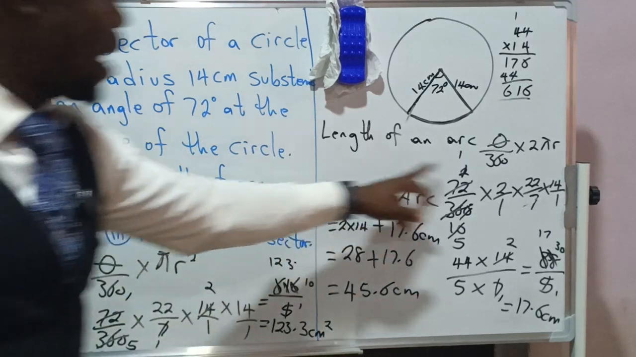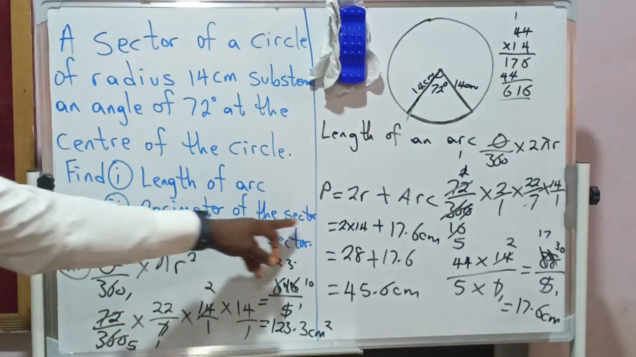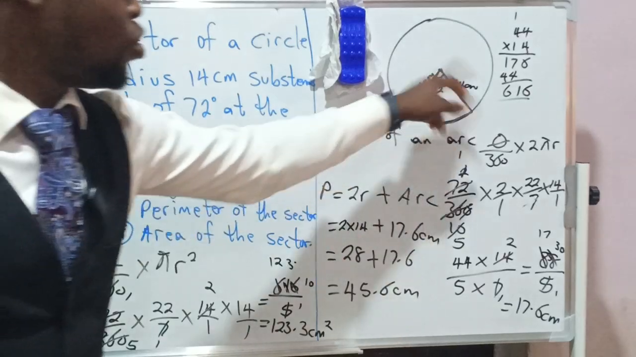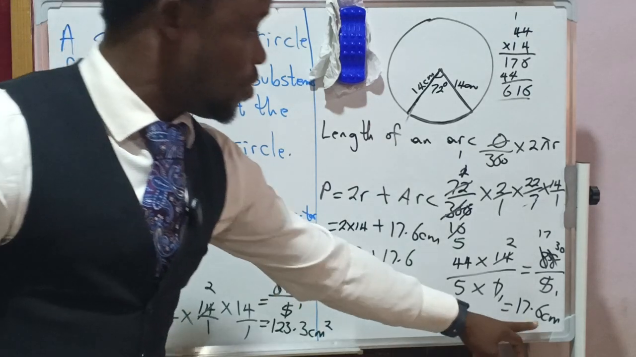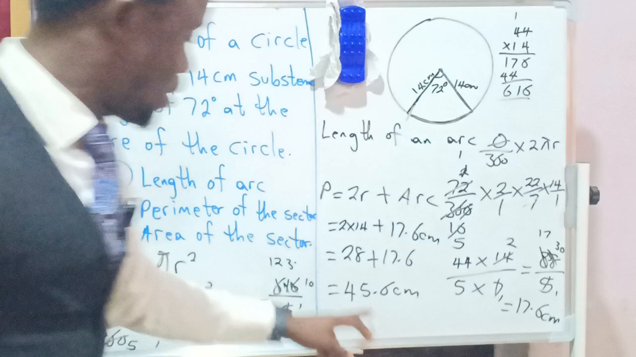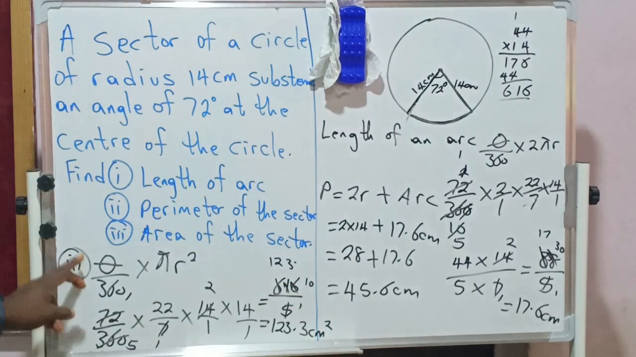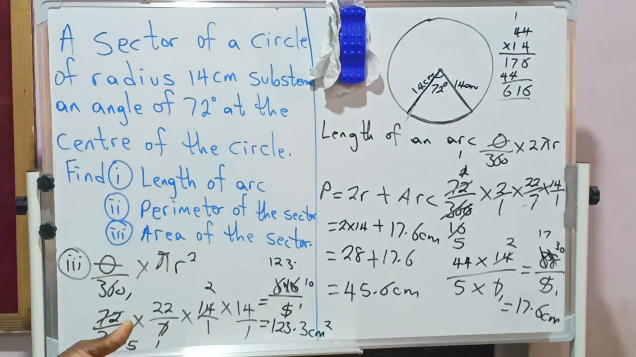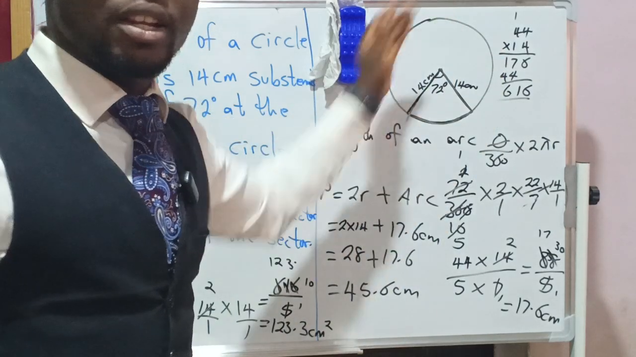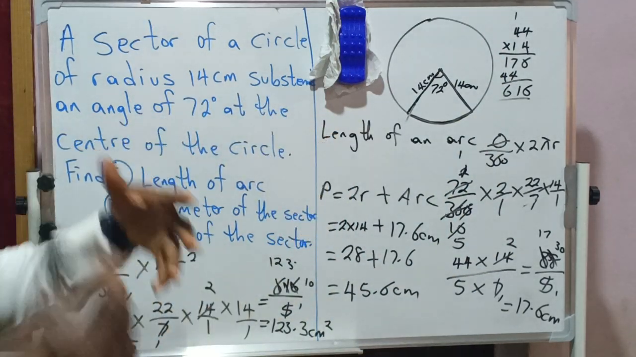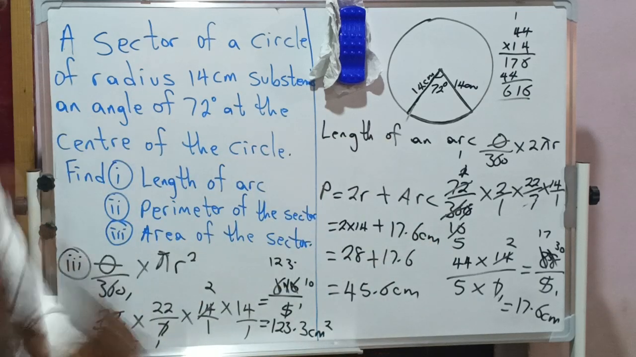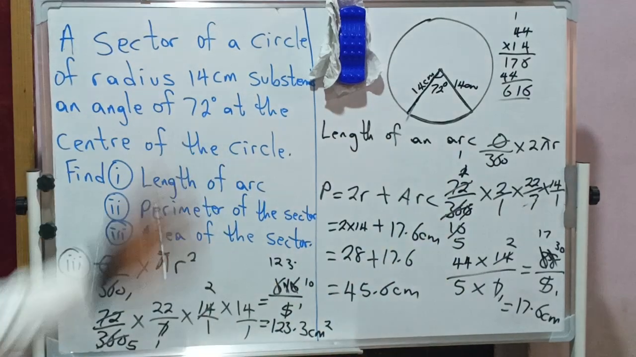Remember, the length of the arc, this is it. The perimeter of the sector, this is it, which is the 2 radius plus the length of the arc. And then the area, which has to do with 72 over 360 times pi r square. So this is the answer for the length of the arc, this is the perimeter of the sector, and this is the area of the sector. All you need to do is to understand how we derive all these things, especially knowing the formula to use, and that will be fine. Thank you.